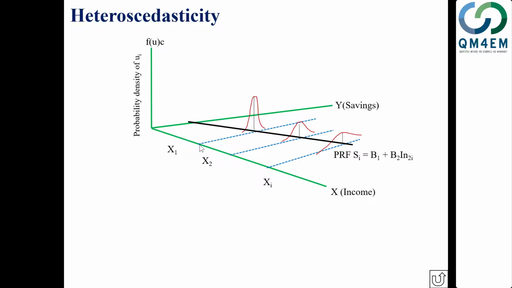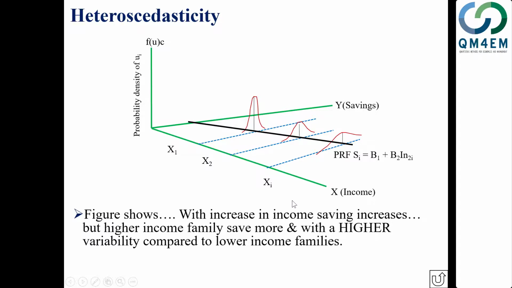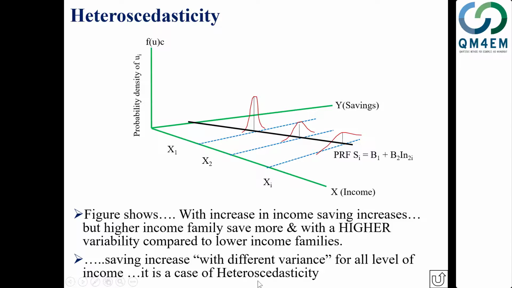Here we see that for a given value of x, the variation of the predicted value of y, or the variance of the error term, is not the same across each given value of x. So we say that's a case of heteroscedasticity. In this particular case, as income increases, saving also increases, but higher income families save more and with higher variability compared to lower income families, as is clear from their distribution as well. So we call this a case of heteroscedasticity, because saving increases but with a different variance for each level of income.